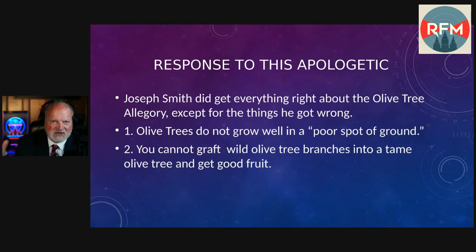And this is why when I was going through the allegory itself, or at least the overview, I told you to remember that part about trees being planted in poor spots of ground and doing very well and producing wonderful fruit, at least in the second act of that four-act play, I believe it was. And the second one, you cannot graft wild olive tree branches into a tame olive tree and get good fruit. That one is one of the primary drivers of the plot in the allegory, the wild olive tree branches being grafted into the tame olive tree and producing good fruit. That does not happen in real horticulture.